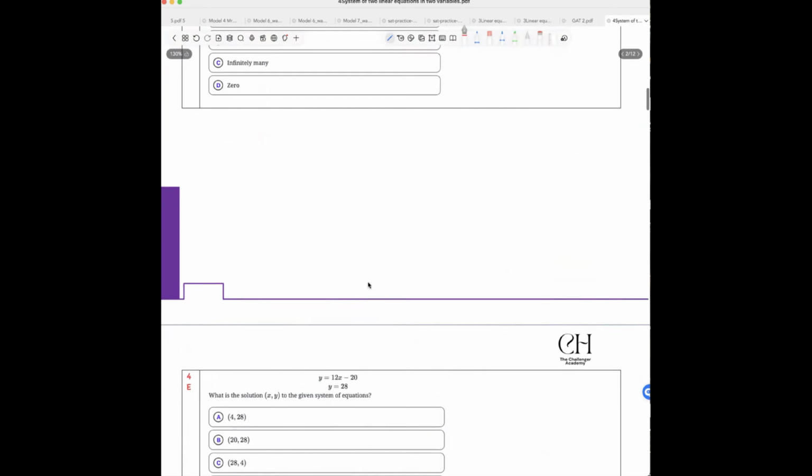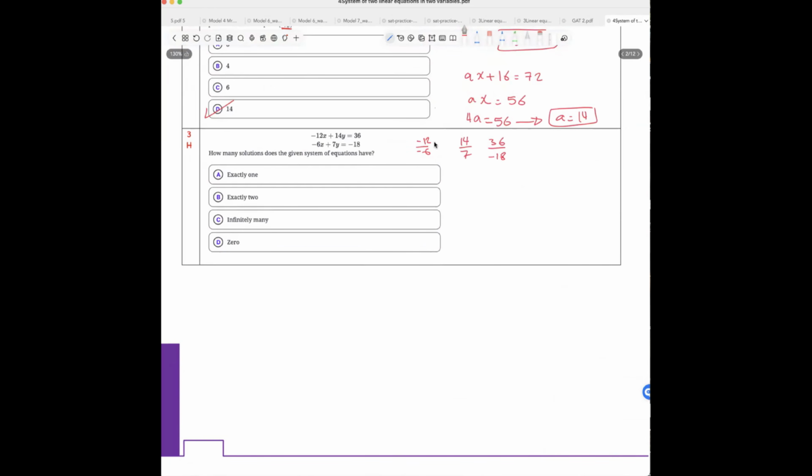So you know that negative 12 over negative 6 will be 2. 14 divided by 7 equals 2. So they are equal, but not equal to the third one. So I think if you have equal and not equal, it will be no solution or two parallel lines.